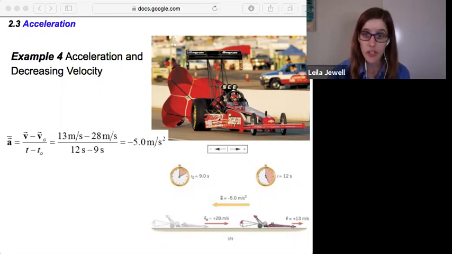Incidentally, the units here do matter. They are meters per second divided by seconds. So it's meters divided by seconds twice. This is our SI unit for acceleration, so meters per second squared is our SI unit.